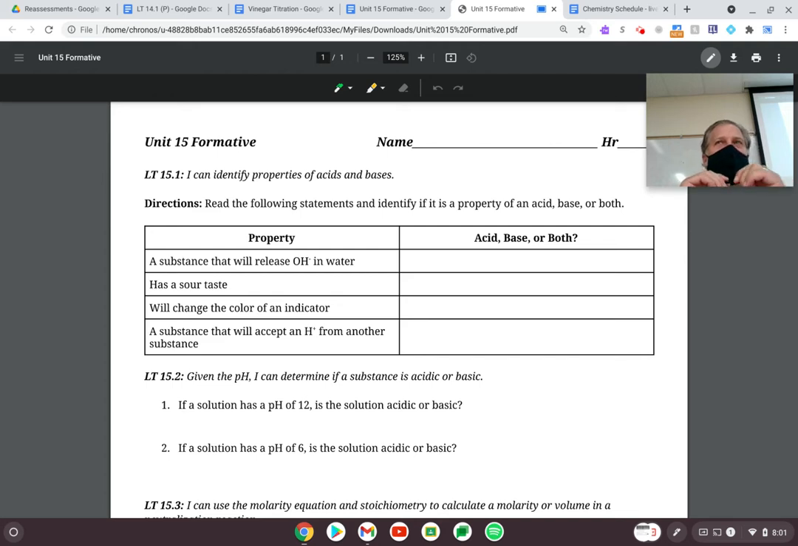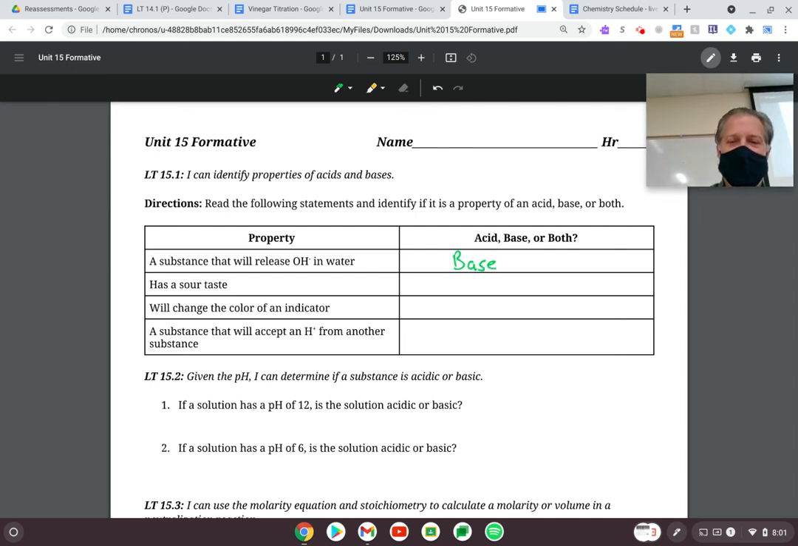Also on Google Classroom, and I'll try to move it back up to the top, there is a Quizlet about the properties of acids and bases that you can practice for tomorrow, because this could potentially be a really easy couple of points to get as long as you remember the properties of acids and bases. So a substance that will release OH in water, anything that has OH in it, we've always talked about being a base, so that's going to be our base.